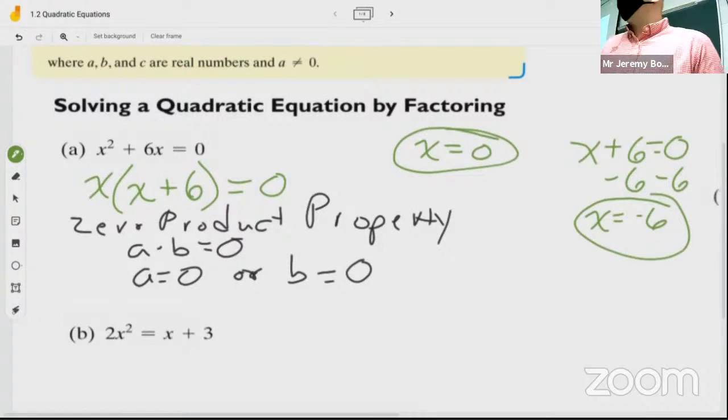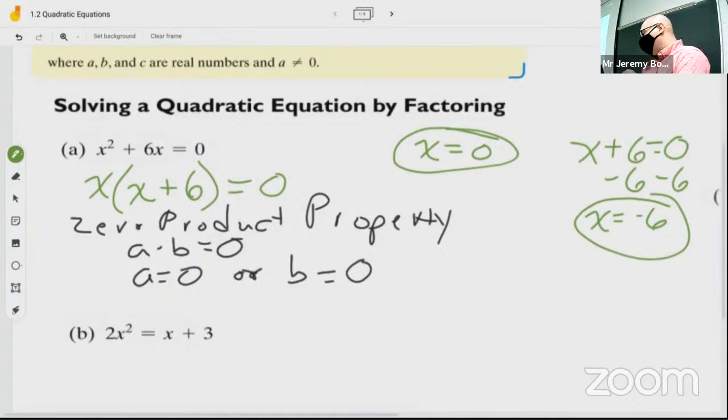Once again, you got to check your domain. You don't have any domain issues with this one, right? No x in the denominator, no x under an even root. Don't have any domain issues, and so we're good to go. You can check your answer as well. Plug them back in, see if they work out. Any questions on that?